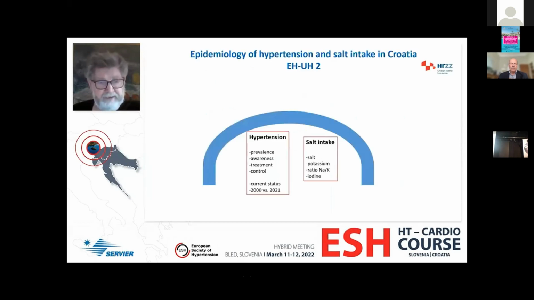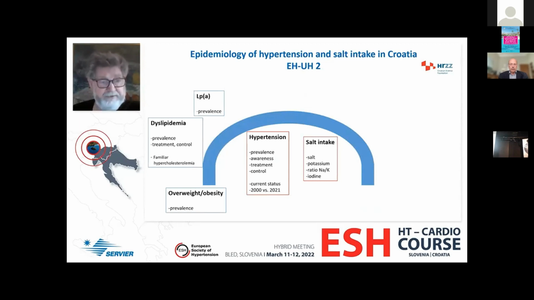The main aim of our research project was to analyze prevalence, awareness, treatment, and control of brachial hypertension and compare the current status with data we obtained 2 decades ago. We also wanted to determine the salt intake in our population. In 24-hour urine samples, we are determining salt, potassium, and also iodine. Besides this, we will have data on the prevalence of overweight and obesity in our general population, on dyslipidemia, on prevalence, treatment, and control. And we will focus particularly on familial hypercholesterolemia, on Lp(a).